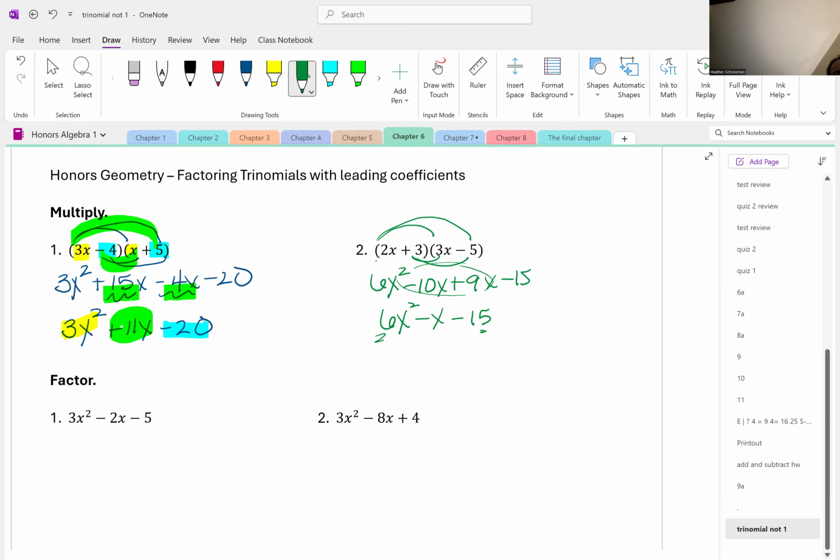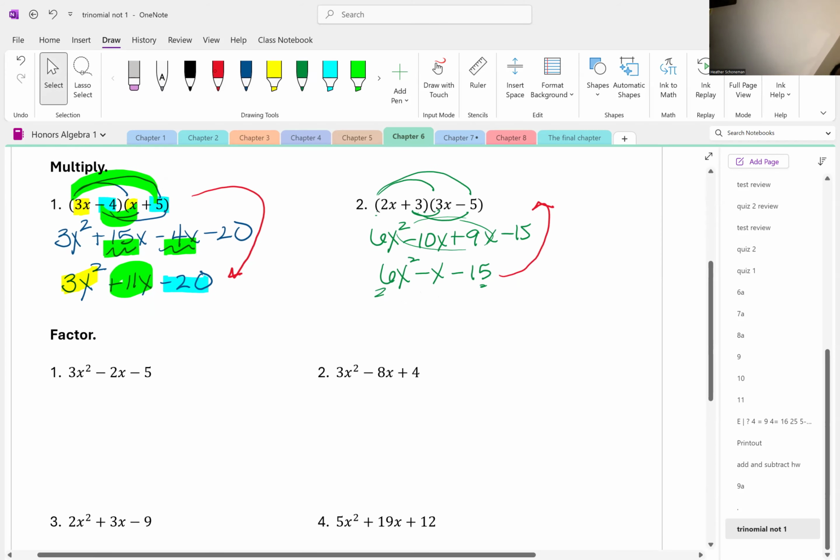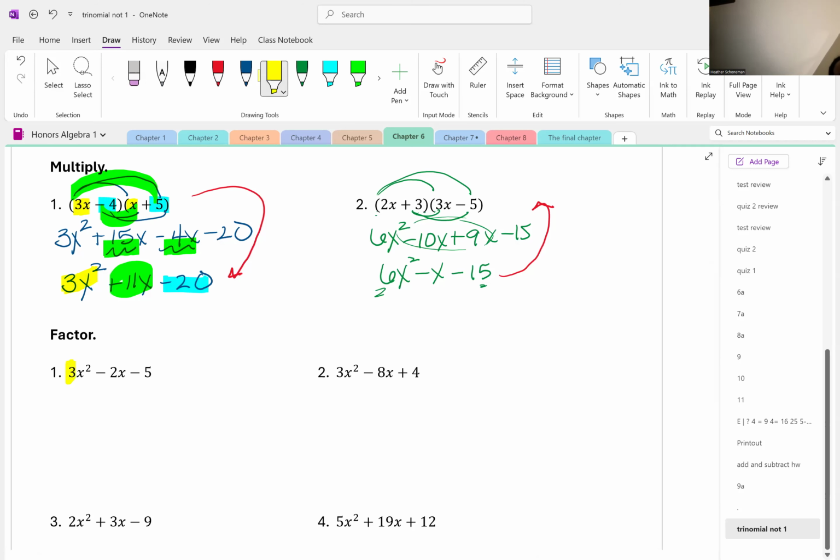So what we're doing with factoring: when we were multiplying, I give you the problem and you tell me the answer. Now, with factoring, I'm giving you the answer and you tell me the problem. We're going backwards. The pattern we're going to look at today is trinomials, which means they have 1, 2, 3 terms separated by pluses and minuses, and the leading coefficient, the number out front, is not 1. When this is the case, we're going to do what's called guessing and checking.